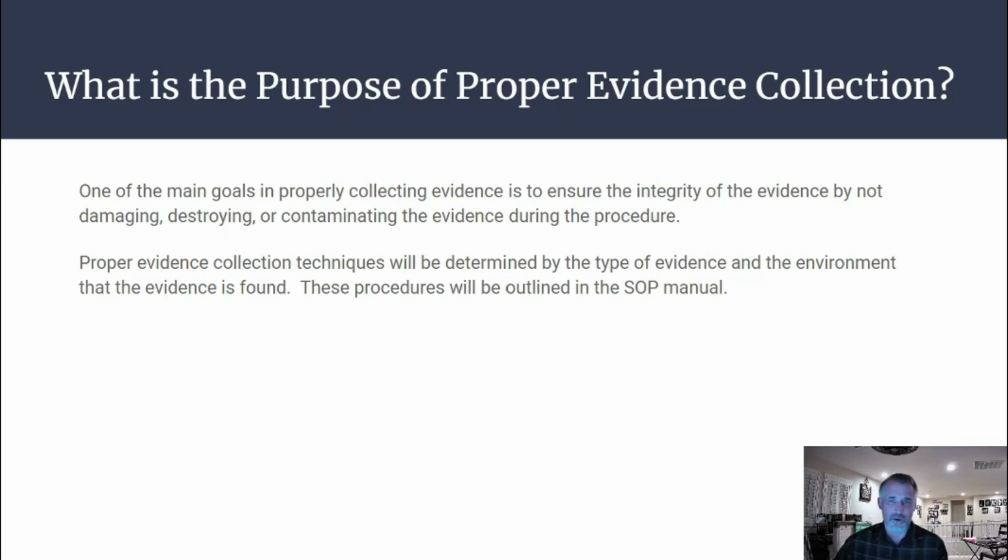All right. So what's the purpose of proper evidence collection? Why do we have to be careful on how we collect it? And that's where the standard operating procedures are going to come in handy. One of the main goals in properly collecting evidence is to ensure the integrity of the evidence by not damaging, destroying, or contaminating the evidence during the procedure. So you don't want to take a small, fragile piece of evidence and pick it up and somehow damage it or break it or scratch it or contaminate it in any way, because then you're going to ruin the evidence. It's not going to be as valuable to us as investigators. Proper evidence collection techniques will be determined by the type of evidence and the environment that the evidence is found.